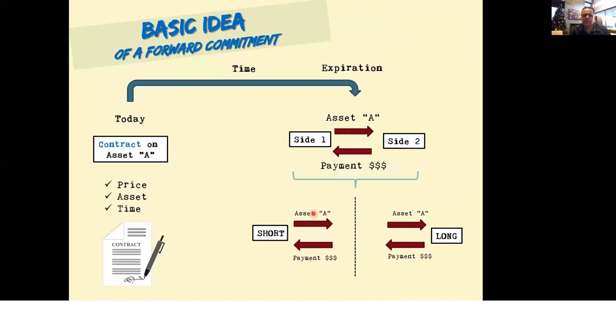So the pizza guy will be the short position in this case. He will deliver the pizza and receive the money. And you at home will be the long position because you will receive the pizza and deliver the payment. That's a very simple analogy.